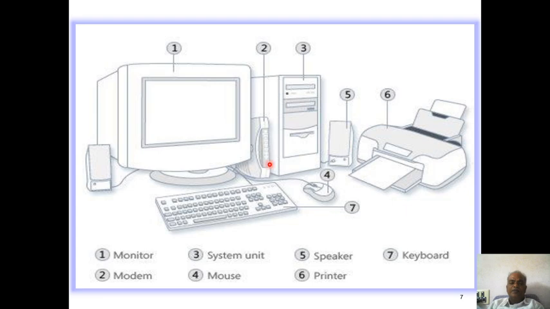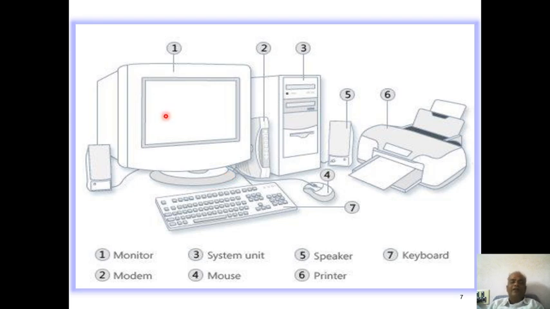Some systems may have a modem for internet connection. Nowadays, computer systems come with internal modems. In olden days, there was a separate device called a modem. So this is the computer system: a monitor, a CPU, a keyboard, a printer, a speaker, and a mouse. All of these are computer peripherals. So what is a computer?